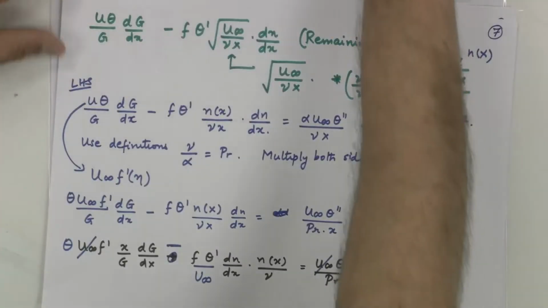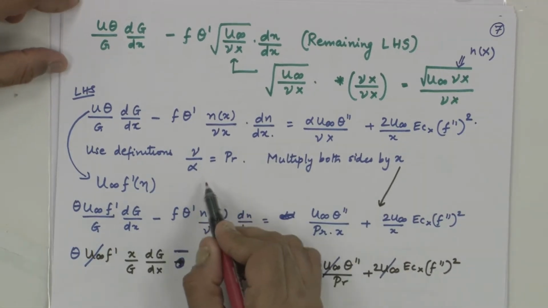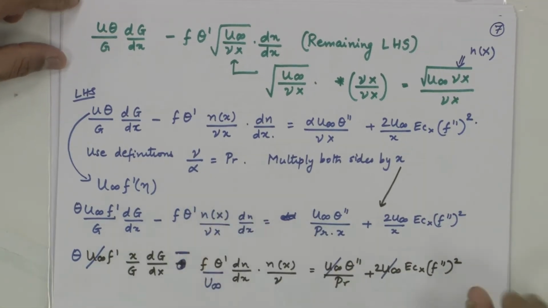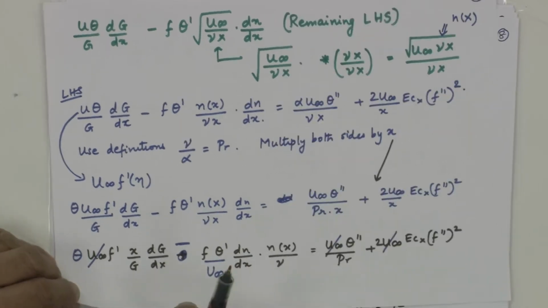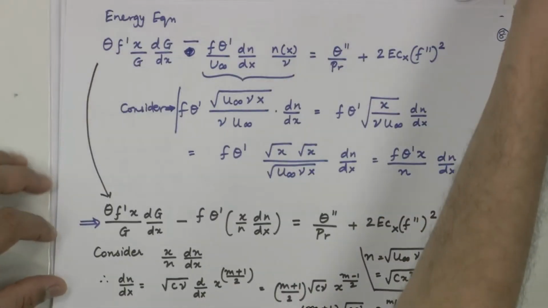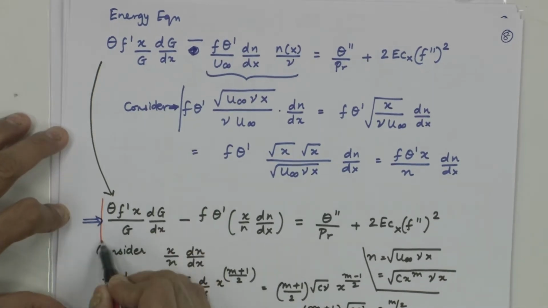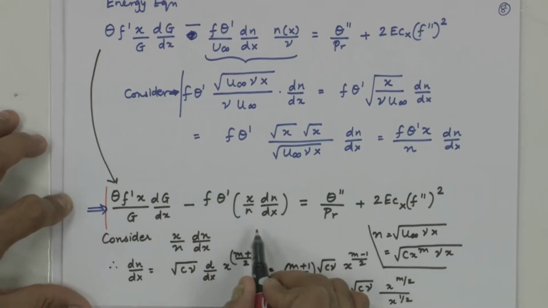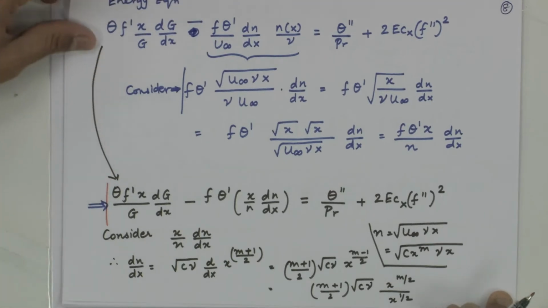So we went on to manipulate this a little bit by calling nu over alpha the Prandtl number by definition, multiplying by x, and so on and so forth, and we cancelled off u infinity. So my energy equation comes to a form which looks like this. Then we have terms like x over eta d eta by dx. So we went on to manipulate that.